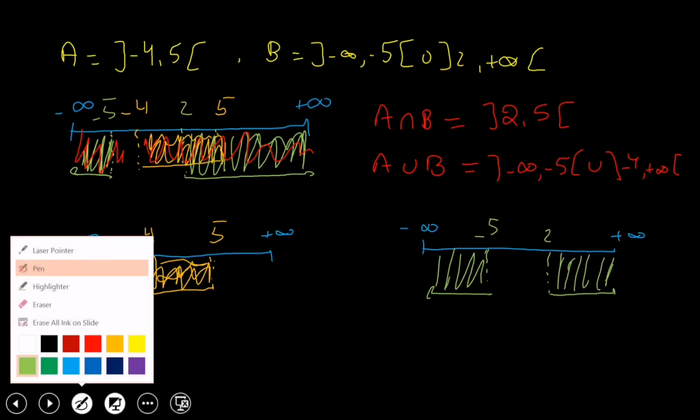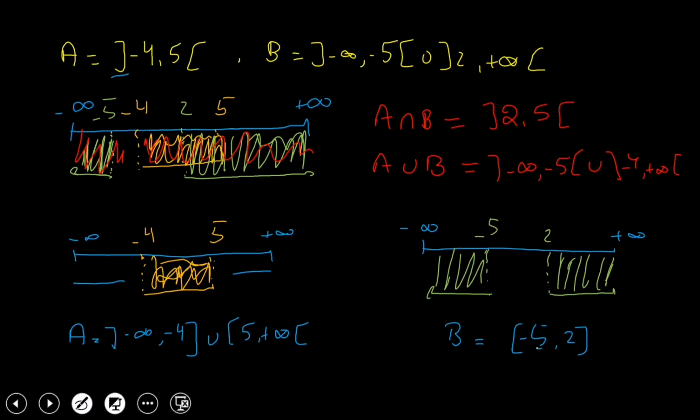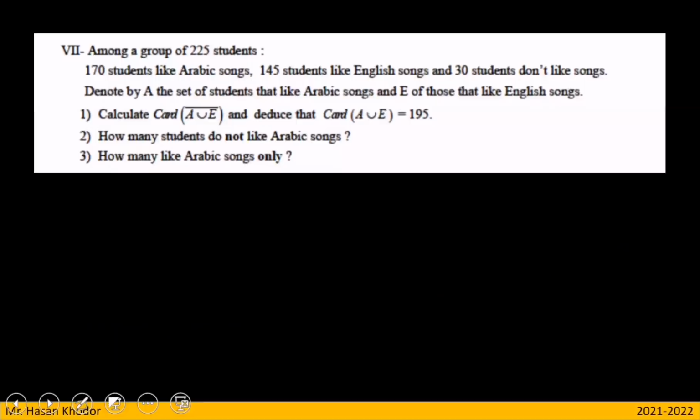Okay. The uncolored region in the first one is A bar. So the uncolored region is here and here. It's from -infinity to -4. And since -4 was open in A, we close it now because A bar is the opposite of A. And also the second part is from 5 to plus infinity. However, concerning B, the non-colored and non-shaded part is between -5 and 2. Also for the same reason, it's closed. End of this exercise now.